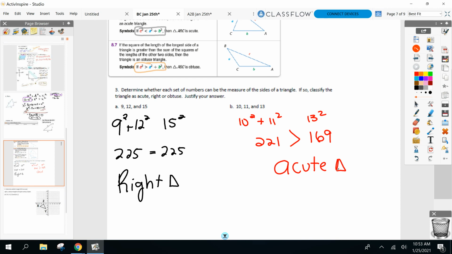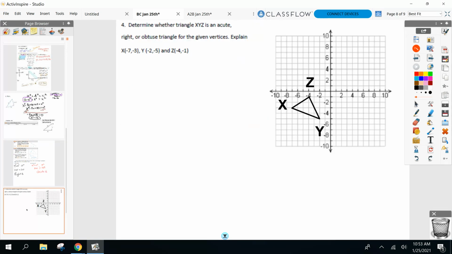All good? Any questions? Because now here's where the complaining comes in. Any issues yet? All right, I'll give you a second. Go ahead and graph this triangle. How do I figure out if this is an acute, obtuse, or right?